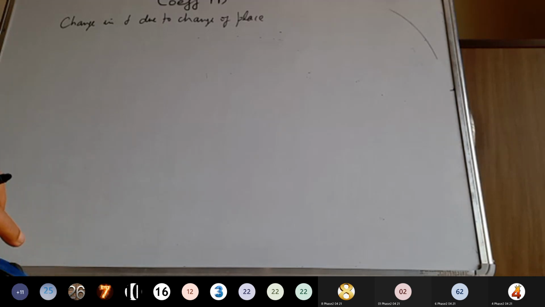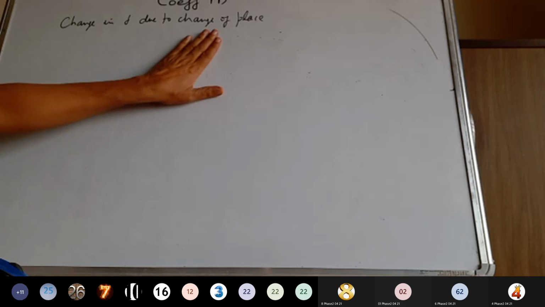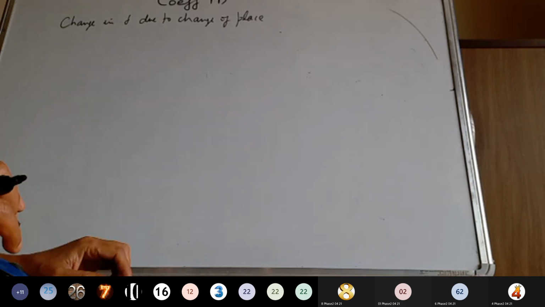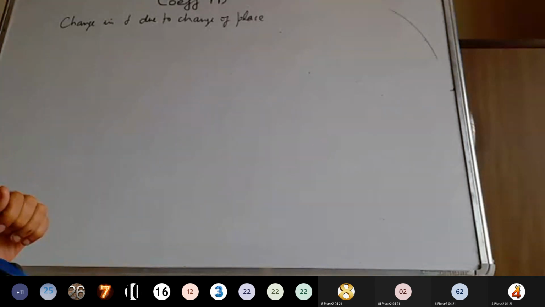When we were talking about the change in deviation due to change of course, we kept the place the same and changed the vessel's course, and we found that it is exactly proportional to the sine of the course. Now we will keep the course the same, but we will change the place and see the effect of change of place on the deviation caused by coefficient permanent B.